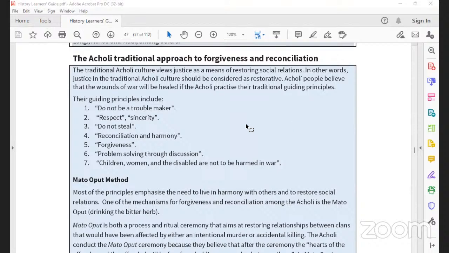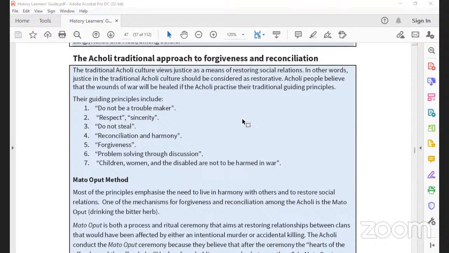They have their principles. For instance, do not be a troublemaker. You may land on a question whereby they are asking you the guiding principles of the Acholi culture. We are looking at them. Remember, we are in the new curriculum, which is different from the old curriculum of our friends who are in senior 2 and above. So when we're having discussions here, you have the chance of this online platform. So we need to be so attentive. The guiding principles of the Acholi culture.